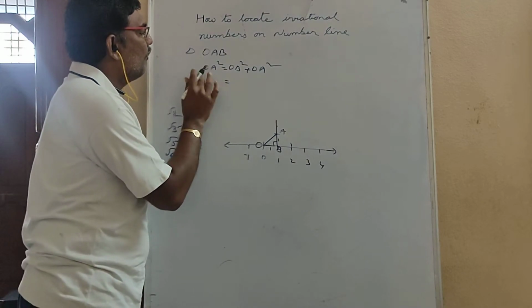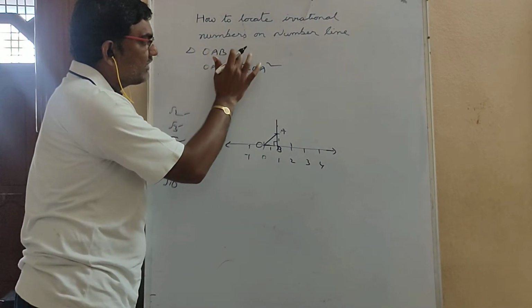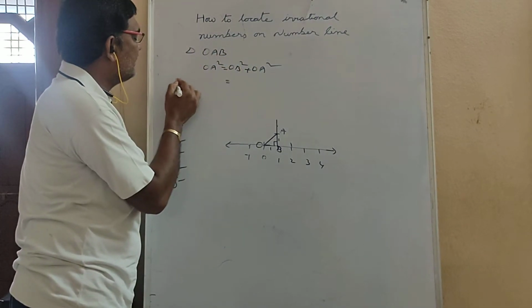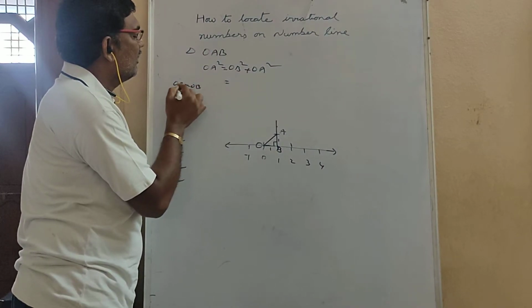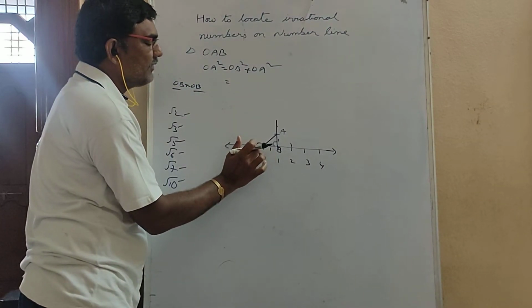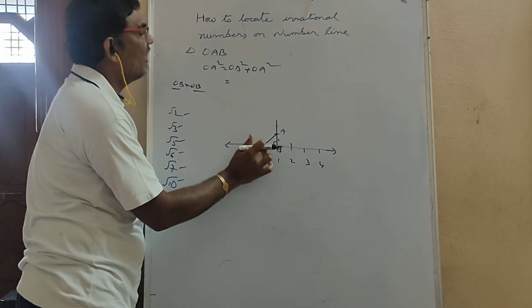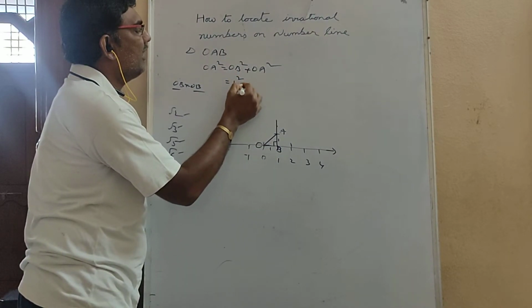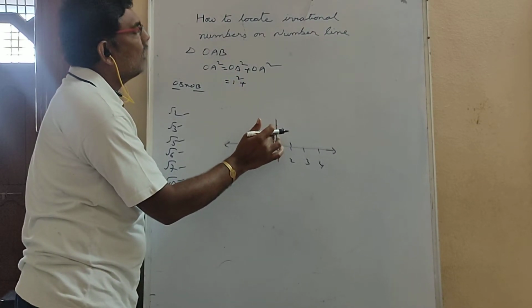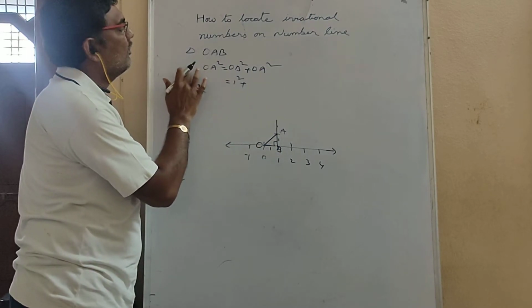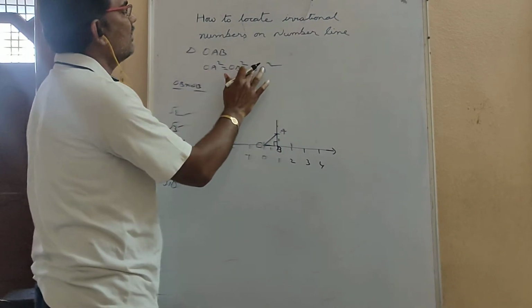Now OA square, keep like that only. OB square. OB square means OB into OB. OB means the distance from O to B. How much is it? 1 unit. So 1 square.